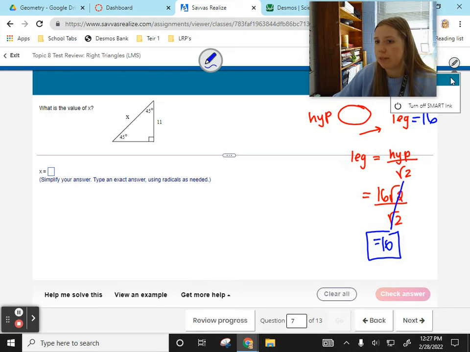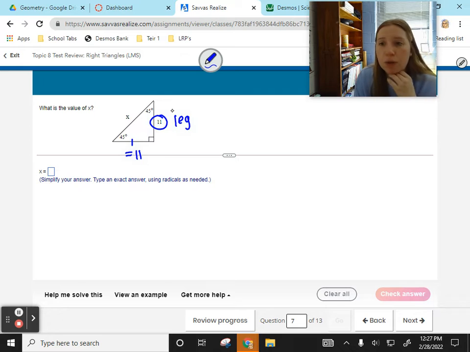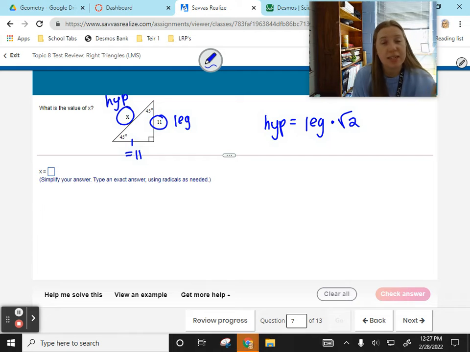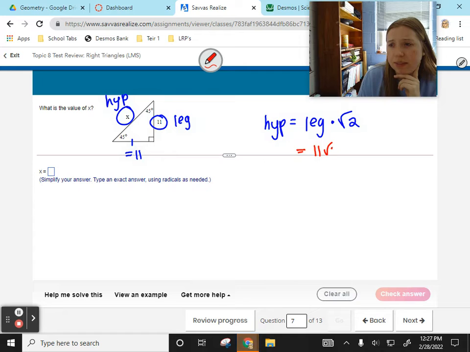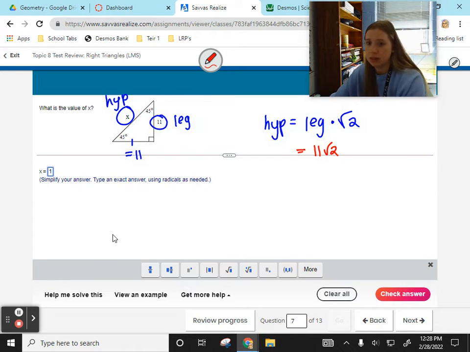Moving right along, we are halfway through. This one is a 45, 45, 90 triangle, but now we're given the leg value. This is my leg. I know that this other side is my leg, so I know that this one equals 11 as well. But now we're trying to find the hypotenuse. This is the formula that says the hypotenuse is equal to the leg times radical 2 this time. Instead of dividing by radical 2, we're just going to multiply. I know my leg has a value of 11. So my correct answer here is 11 radical 2.